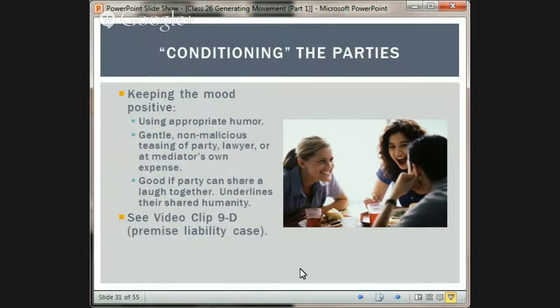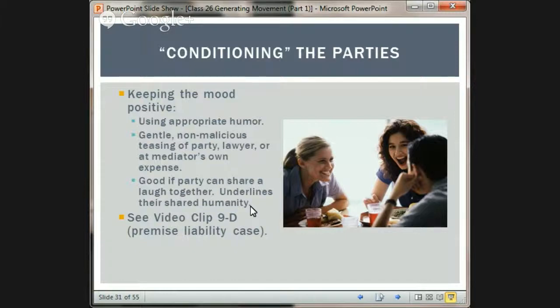Other ways to keep the mood positive: use appropriate humor, gentle, non-malicious teasing of a party, lawyer, or at the mediator's own expense. They show a video clip where the mediator is teasing one of the lawyers whom he knows. I still think it's a little risky. It's easier to do it at your own expense and be the scapegoat or whatever than to be teasing somebody, because you never know exactly how somebody's going to take it.